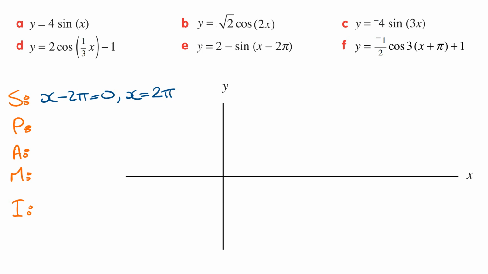The period is going to be 2 pi on n, which is just going to be 2 pi. The amplitude is going to be 1. The midline is going to be the constant that's added to the function, and this is going to be the line y is equal to 2. And for the interval, we need to divide the period by 4. And so this is going to be 2 pi divided by 4. Simplifying this, this is going to be pi on 2.